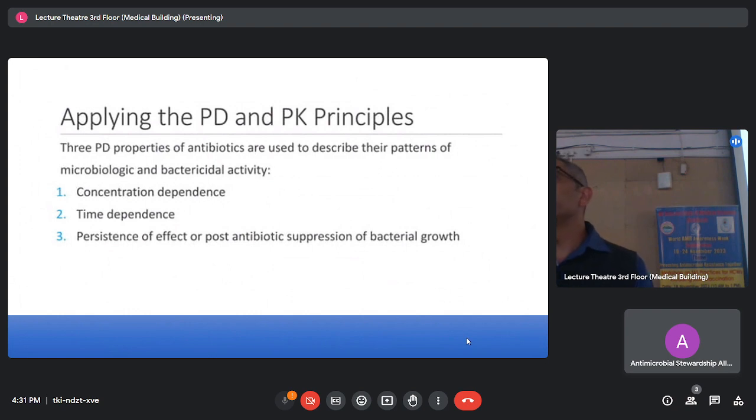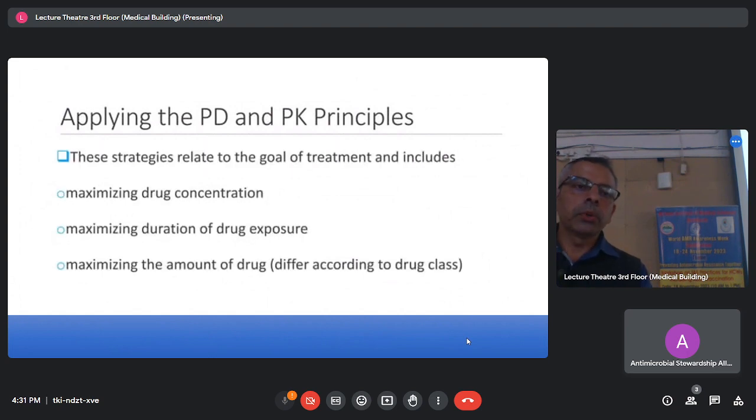Aminoglycosides have a significant post-antibiotic effect. That is why the concentration is high, and later the post-antibiotic effect continues for days, even after discontinuation of the drug. What we need to understand is that we want to maximize the drug concentration, we want to maximize the duration of exposure, and we want to maximize the total amount of the drug required in a particular clinical situation. I'm not negating the pharmacology.